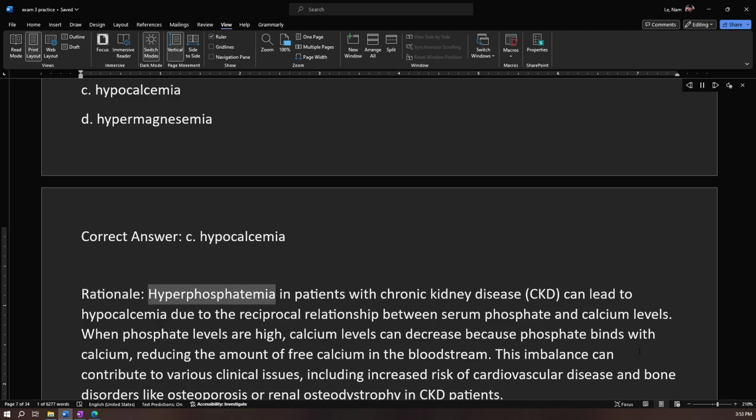Rationale: hyperphosphatemia in patients with chronic kidney disease, CKD, can lead to hypocalcemia due to the reciprocal relationship between serum phosphate and calcium levels. When phosphate levels are high, calcium levels can decrease because phosphate binds with calcium, reducing the amount of free calcium in the bloodstream. This imbalance can contribute to various clinical issues, including increased risk of cardiovascular disease and bone disorders like osteoporosis or renal osteodystrophy in CKD patients.